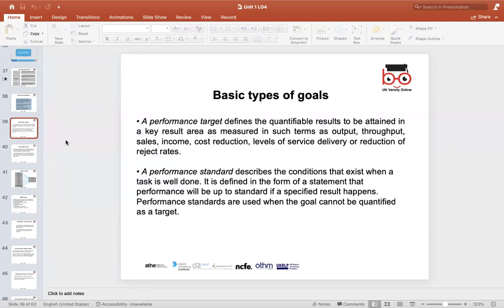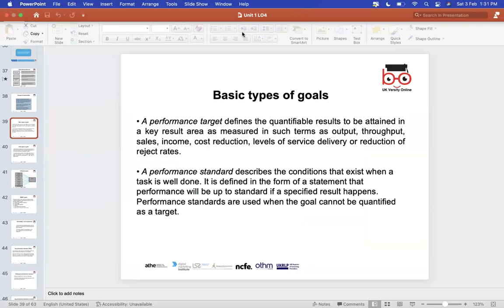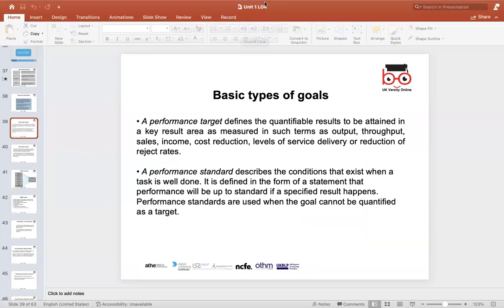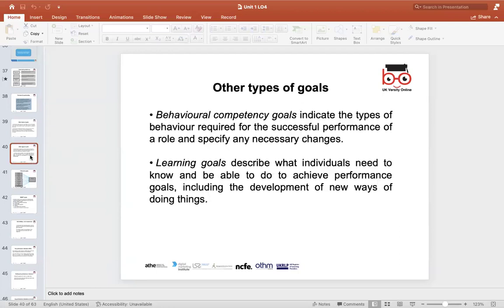Then we're going to talk about the different basic types of goals. You have a performance target and a performance standard. A performance target is a proper achievable target given to you to get your goals done. Whereas a performance standard is what you already have in place to make sure you're covering every bit of your job, and whether you're doing that job up to that certain mark or not. So that is the difference between a performance target and a performance standard.